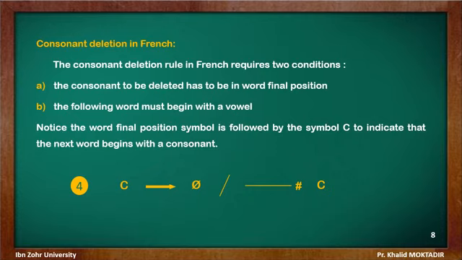Now, what's the context? The consonant is in word final position. That's the word final position symbol. And then we have another consonant after the word boundary symbol to indicate that the next word begins with a consonant. In other words, this rule will not delete the consonant if the next word begins with a vowel.